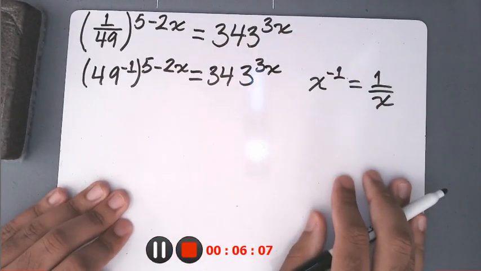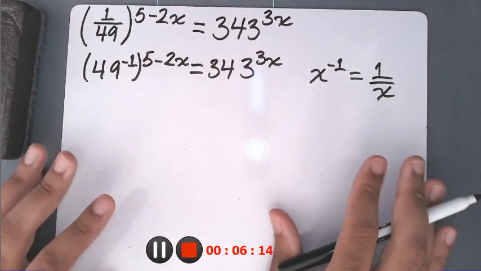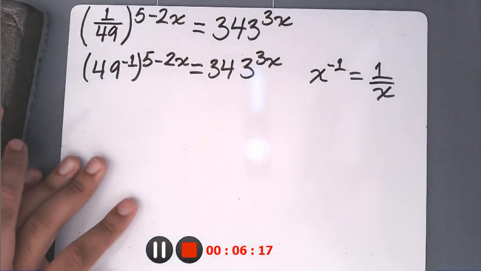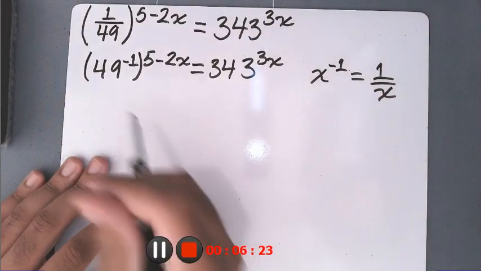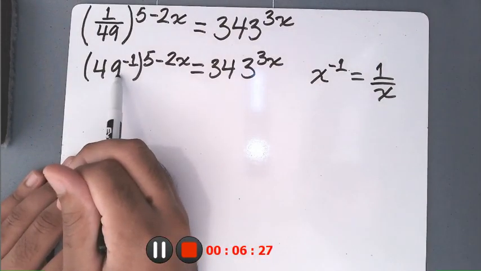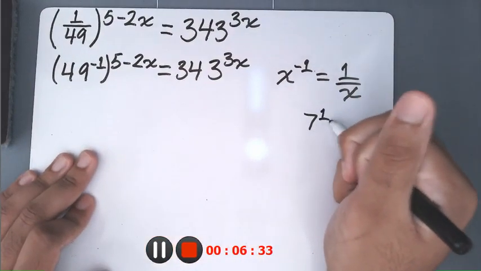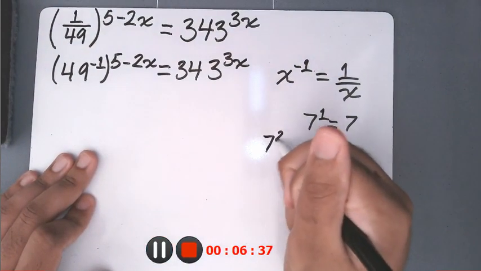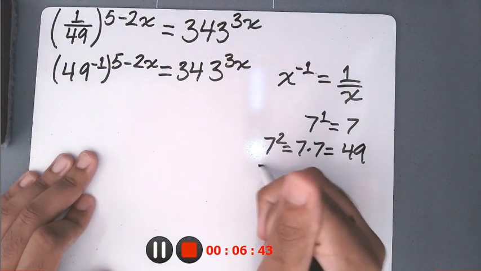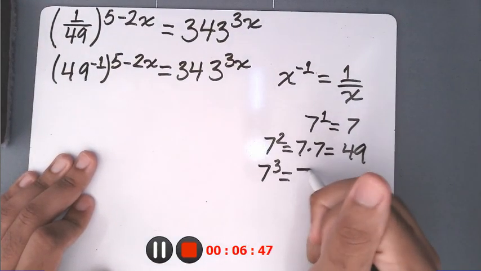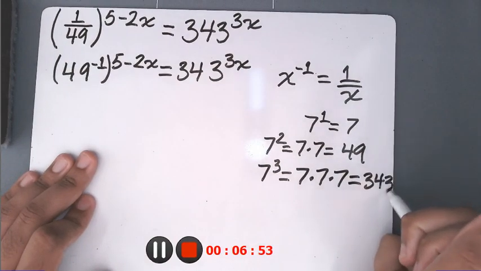And now what we want to do is to go ahead and try and represent these two numbers with the same base. So I'm going to try and represent them as a multiple of some prime number. I'm going to use 7, since 7 squared is 49. So 7 to the first power is 7. 7 to the second power, 7 times 7, which is 49. And 7 cubed is 7 times 7 times 7, which is 343.